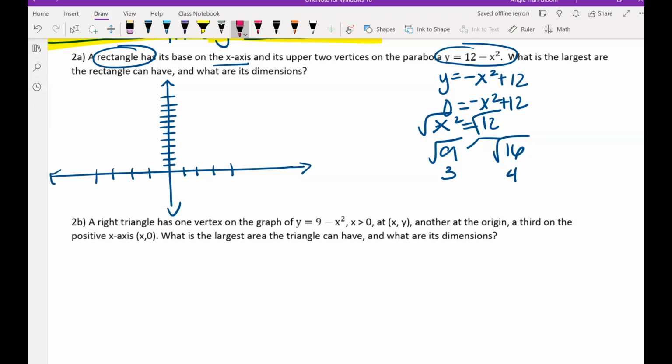All right. Square root of 12. In between that, this is square root of 12. This is square root of negative 12. And then vertex up here. This is the parabola. All right, then it says we have a rectangle, okay? The base is on the x-axis and two vertices on the parabola. So one vertex, two vertex.